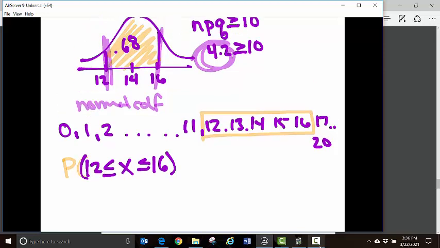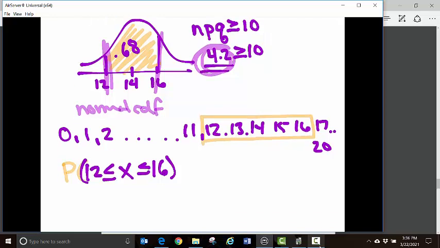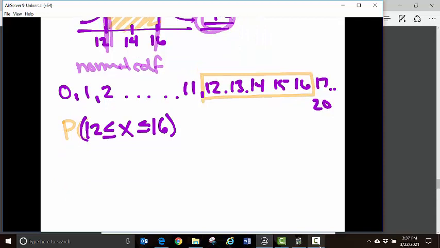If this was 10, guys, we could have just done normal CDF, 12, 16, the mean, the standard deviation, and we'd get the answer. But since it's not, we have to use the binomial stuff in the calculator, and that only goes to the left. So that's why he asked this question, because we would say, okay, what is this probability?